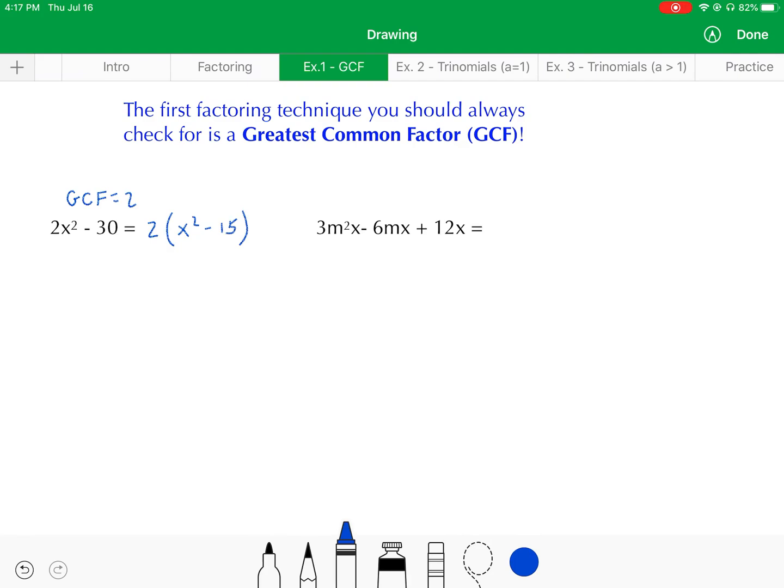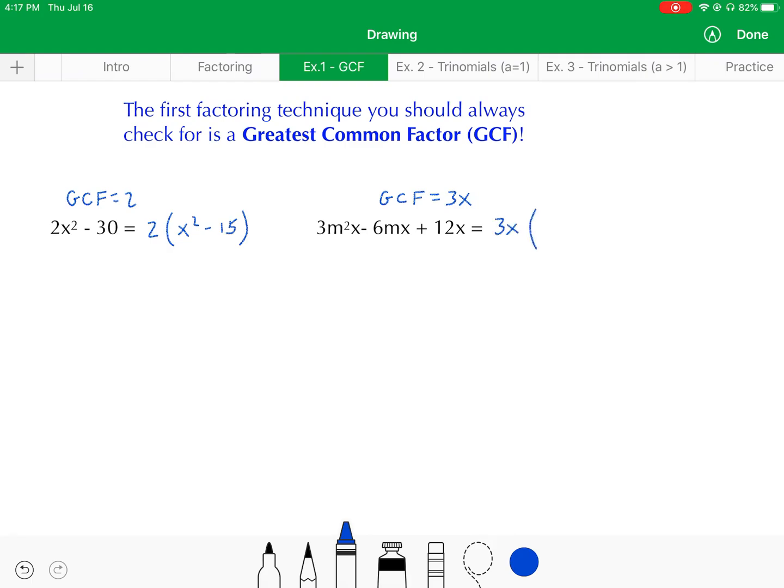The next expression is a trinomial, 3m squared x minus 6mx plus 12x. It has three terms that are separated by the addition and subtraction signs. Those terms all have a 3 in common and an x in common. So I can put those together and say that the GCF here is 3x. Once again, I'm going to factor that out.